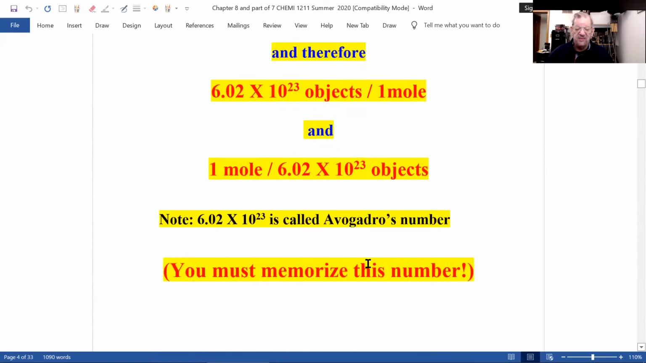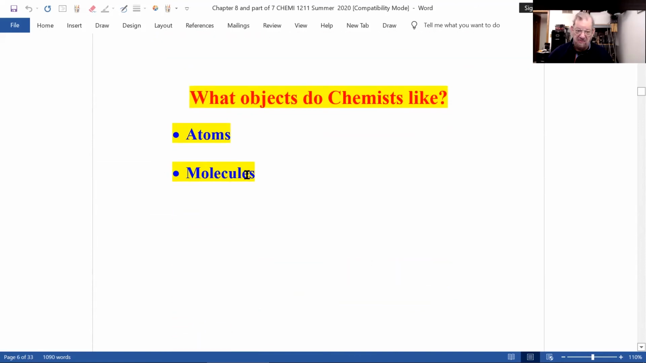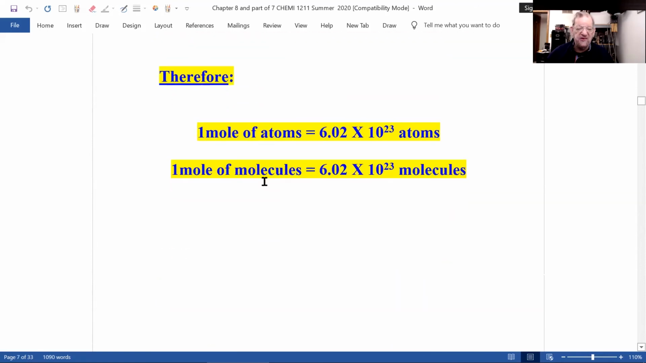But in chemistry, we talk about atoms and molecules. The reason this is in yellow is because Dr. White forgot to cut this out, so I'll go through it again. And remember, 1 mole of atoms of an element equals Avogadro's number of atoms. 1 mole of a compound equals this many molecules.